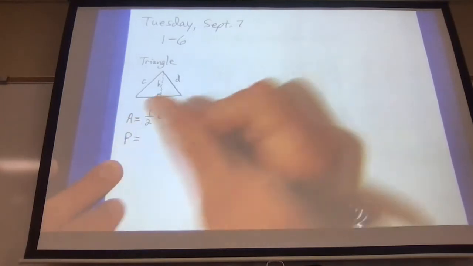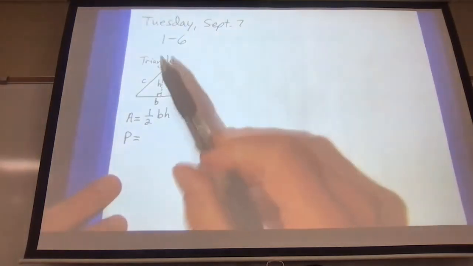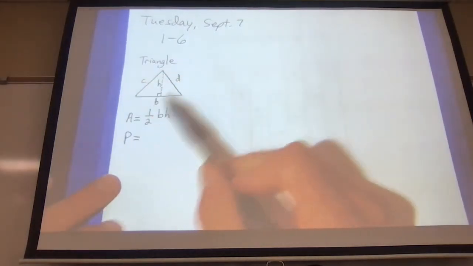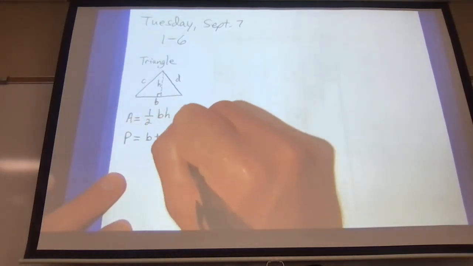Perimeter, we'll use capital P to represent perimeter. Perimeter is the distance around an object. On a triangle, you have 3 sides. Those 3 sides are B, C, and D. So to find your perimeter, you just add those 3 together, B plus C plus D.